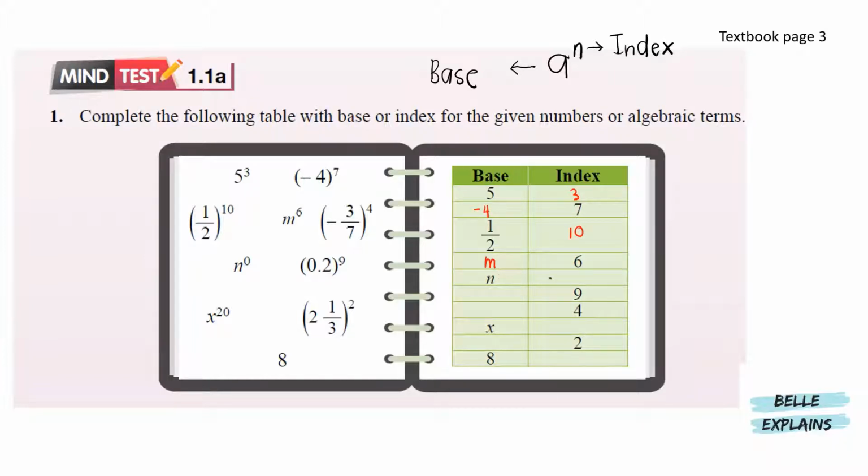For n, we have 0. For 9, we have a base of 0.2. For an index of 4, we have negative 3 over 7. For a base of x, we have 20. For index 2, we have 2, 1 over 3. And for base 8, since there is no power, it means it is a power of 1. So here we'll have index 1.